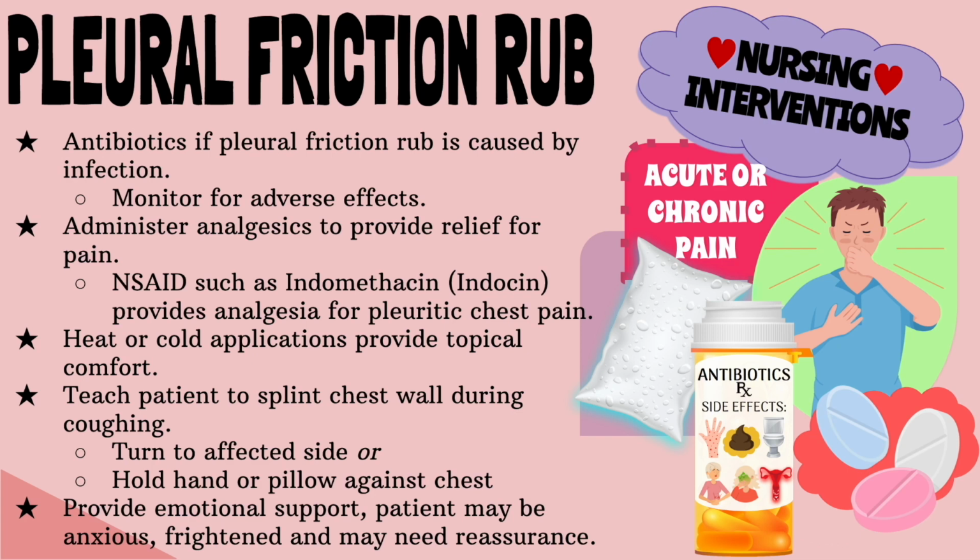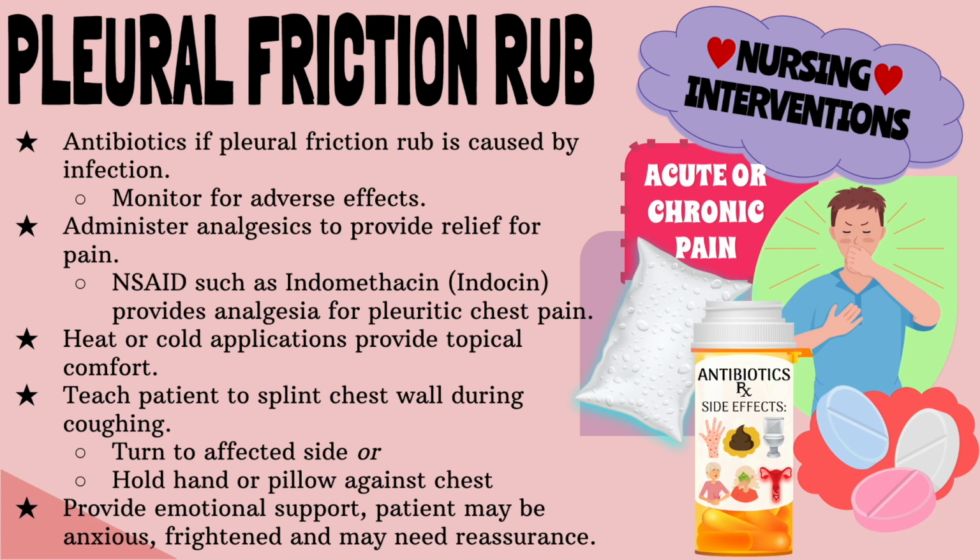And remember we said that pleural friction rub is going to cause the patient excruciating pain, especially when they breathe. So we're going to want to administer those prescribed analgesics just to help ease the pain. Usually a patient experiencing pleural friction rub is prescribed an NSAID. A common one is Indocin. Indocin is used to treat pleuritic chest pain, especially pleuritic chest pain that is caused by pleurisy. In addition to pain medication, we could also administer hot or cold applications just to provide topical comfort.